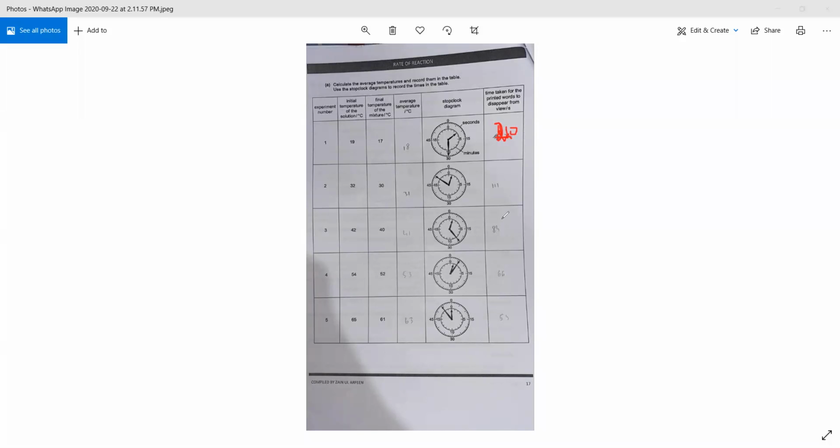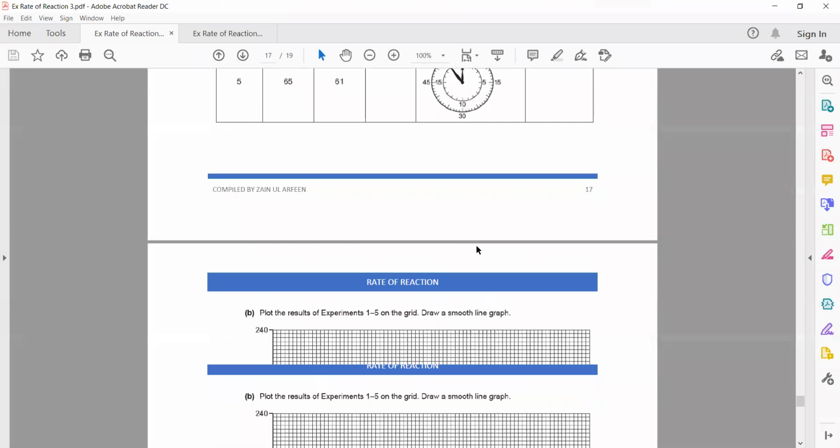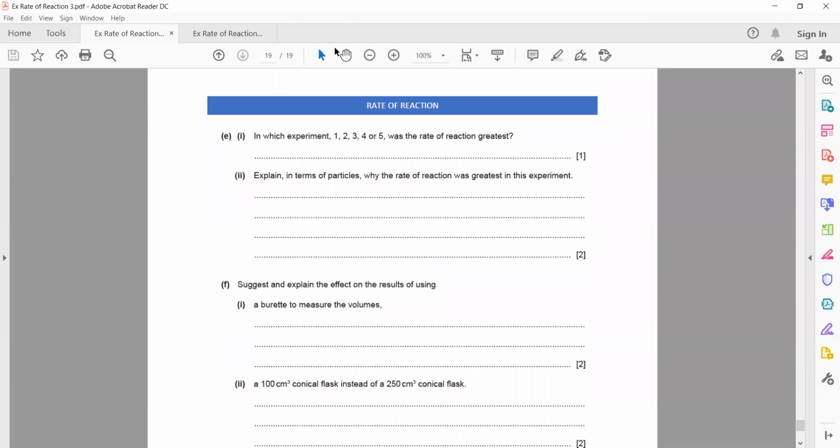Which experiment has the greatest rate? How can you identify? The one which takes the least time, the rate is greater. You can check here, this experiment was taking 54 seconds. The others are taking more than that. So which experiment has the greatest rate or speed of reaction? Experiment 5. And explain in terms of particles why the rate of reaction is greatest in this experiment. You can mention that the particles have more energy or the particles move faster, so more effective collisions. That's why the rate of reaction will be higher.